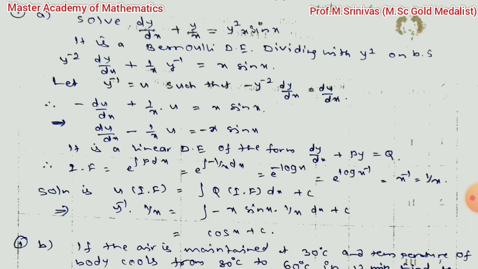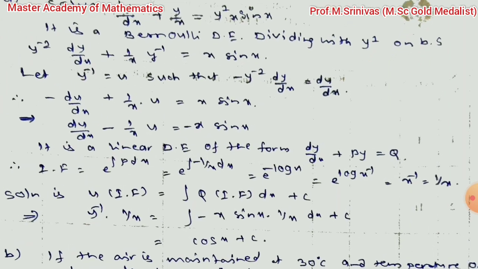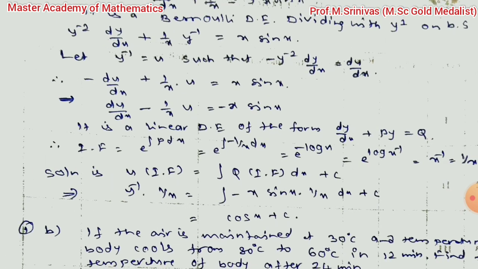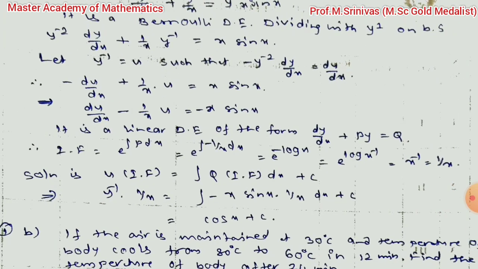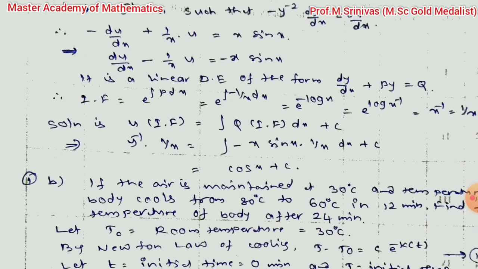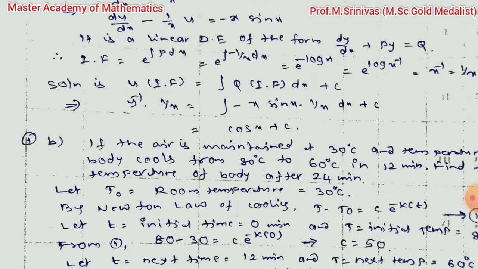By supposing y^(-1) = u, that Bernoulli equation is converted into a linear differential equation of the form dy/dx + Py = Q. You just find the integrating factor for this. So your integrating factor is x^(-1), that is 1/x, and directly you get the solution: u times integrating factor equals the integral of Q times integrating factor dx plus c. So finally you get the final answer: y^(-1) · (1/x) = cos x + c. Right?